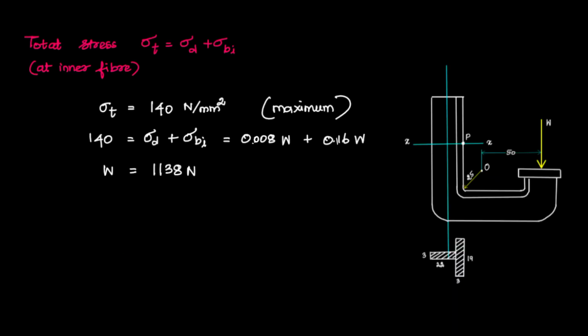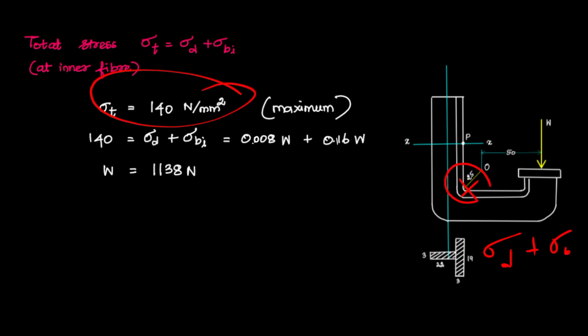And after that, the total tensile stress is given in the problem. Total tensile stress 140 megapascal, which is given in the problem, which is nothing but Newton per mm square. Total tensile at the inner fiber is sigma d tensile plus sigma b tensile. Why it is tensile: at the inner fiber there will be elongation due to bending, at the outer fiber there will be compression due to bending. So we are looking at the inner fiber only. In the inner fiber, due to direct load there is a tensile, due to bending load there is a tensile. So sigma d plus sigma bi. By adding sigma d and sigma bi we can equate with the total stress value 140.